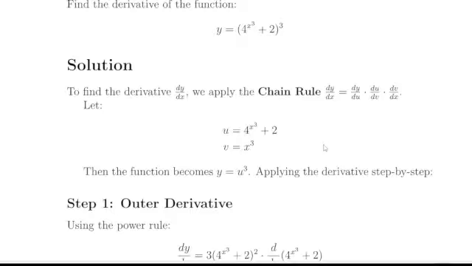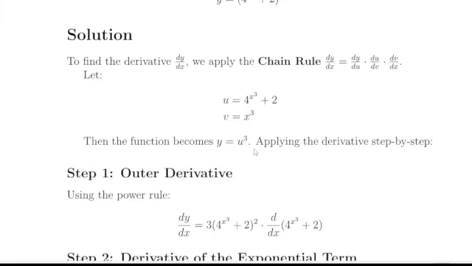Let's start off with the outer derivative. So the outside is the x cubed, basically. So when I take the derivative of that, I have to bring down the exponent. So the 3 comes down. The inside stays the same. So that's 3 times (4 to the x cubed plus 2), quantity squared. And then times, we want to multiply by the derivative of the inside.